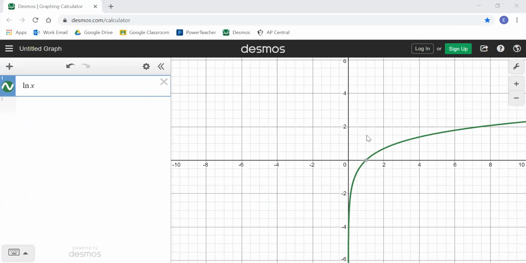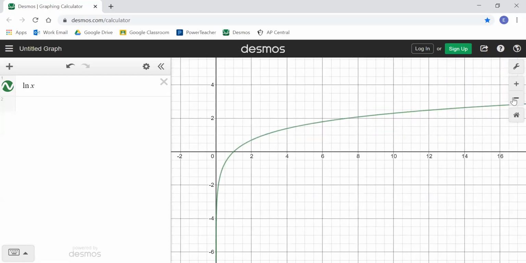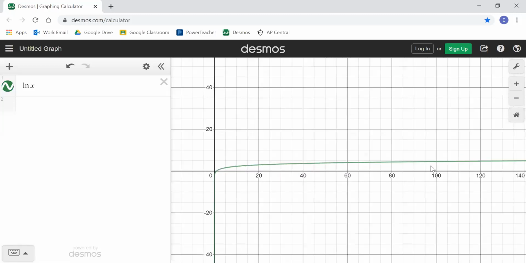Okay, got it on Desmos. So natural log of x, as we go towards 0 from the right-hand side, we know it goes down to negative infinity. There's nothing to the left of 0 because you can't take the logarithm of something that's negative. And as we go towards infinity, even though it hardly looks like it, the function is going up towards infinity. Very, very slowly, but it still is going up towards infinity.